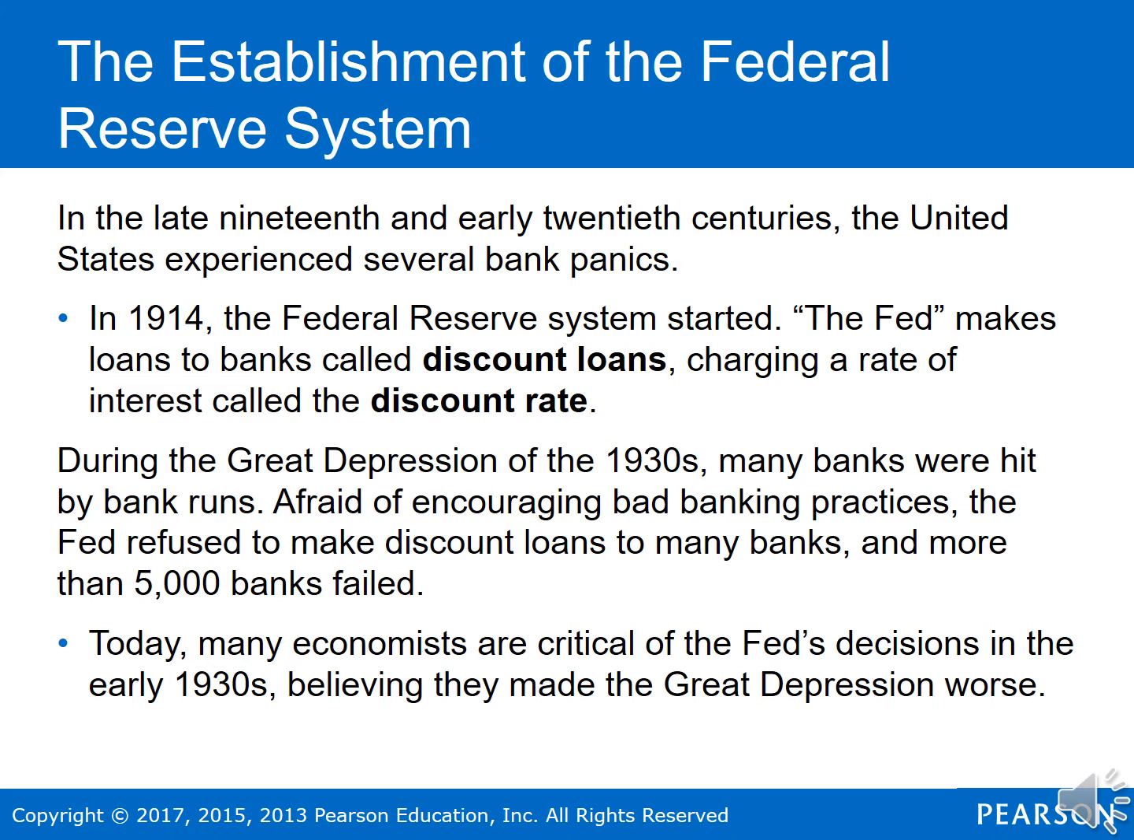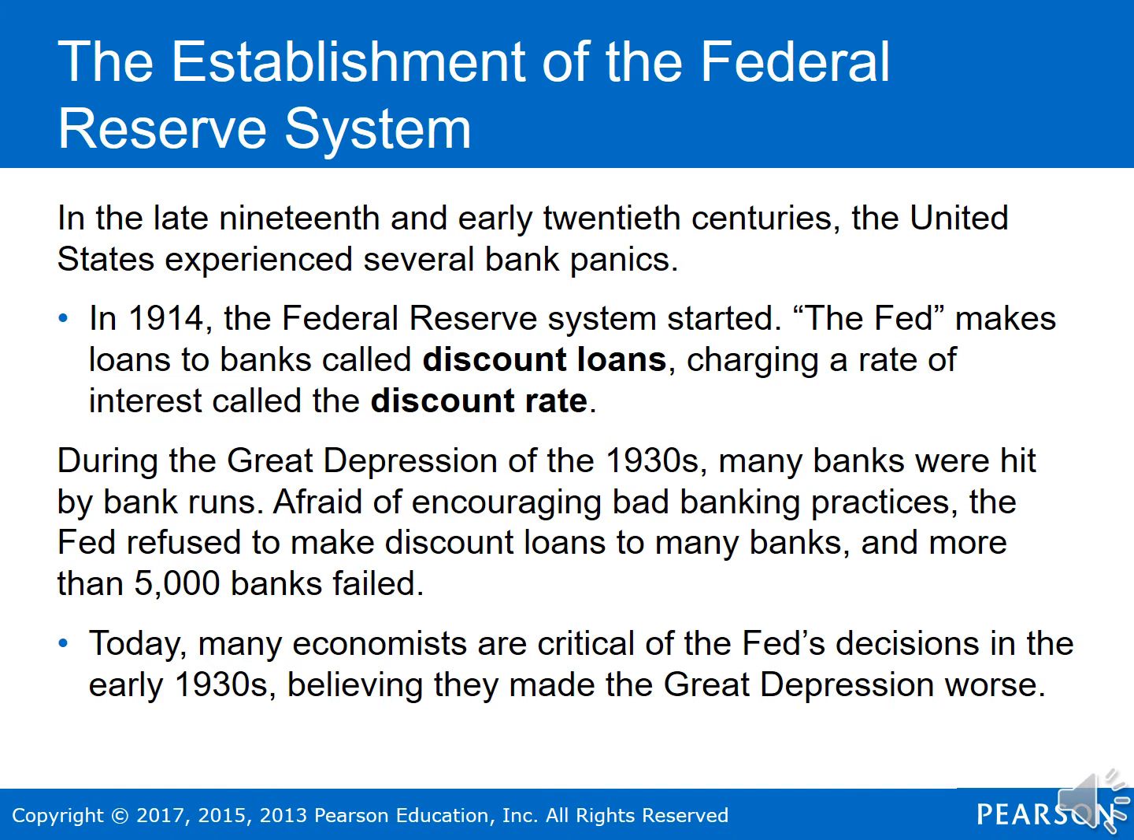Seeing that, politicians realized the importance of having some sort of lender of last resort. Up until this point, the United States did not have a central bank, unlike countries like England or Germany, which had central banks before the United States. So in 1914, the Federal Reserve System was created. Basically, how the Fed functions is they make loans to banks, and these are called discount loans.